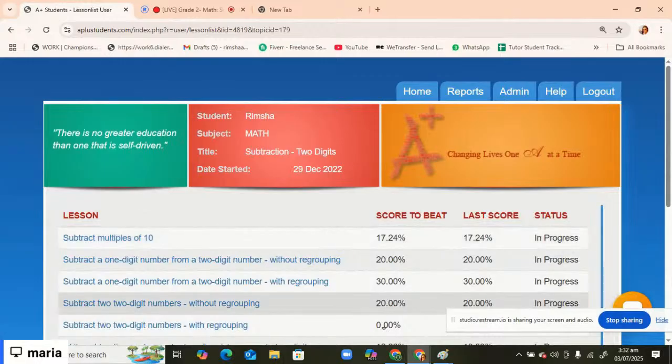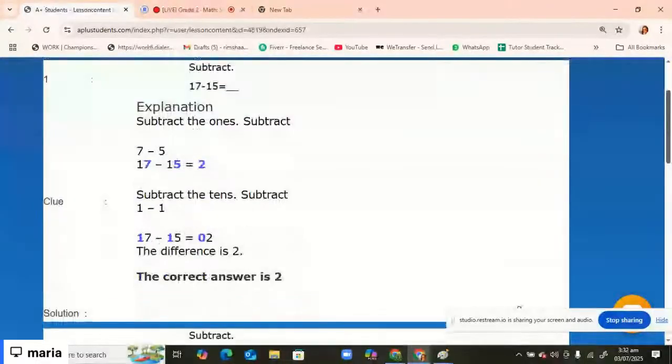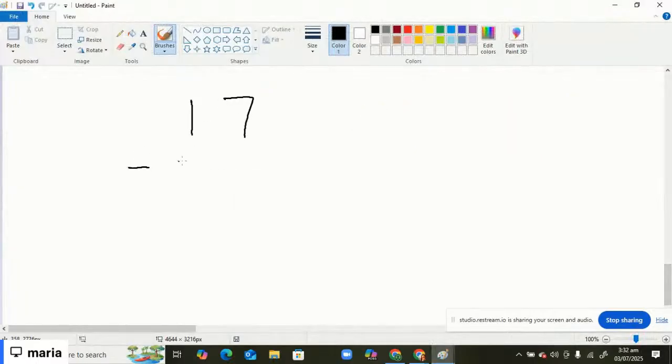Subtract two two-digit numbers without regrouping. Now let's start this one. Now let's subtract 17 minus 15. Okay? 17 minus 15. So first of all, we check it out. If the top number is greater and the bottom number is less, then it is easy to subtract. Otherwise, we borrow from the neighbor and then we solve it.